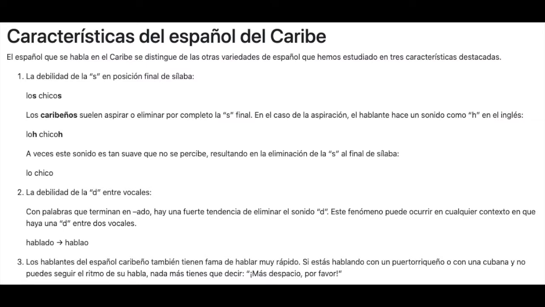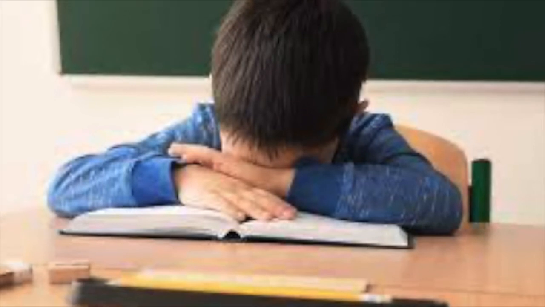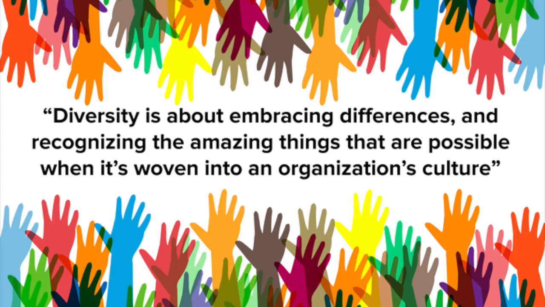In terms of pronunciation, in the Caribbean area, it is very characteristic to aspirate the sound of the letter S as a J. For example, a Puerto Rican student will say, yo estoy muy bien, but will write estoy with S. Do not penalize students for particularities in pronunciation and accents. That is not a negative thing, it's just a cultural trait. We all have accents.